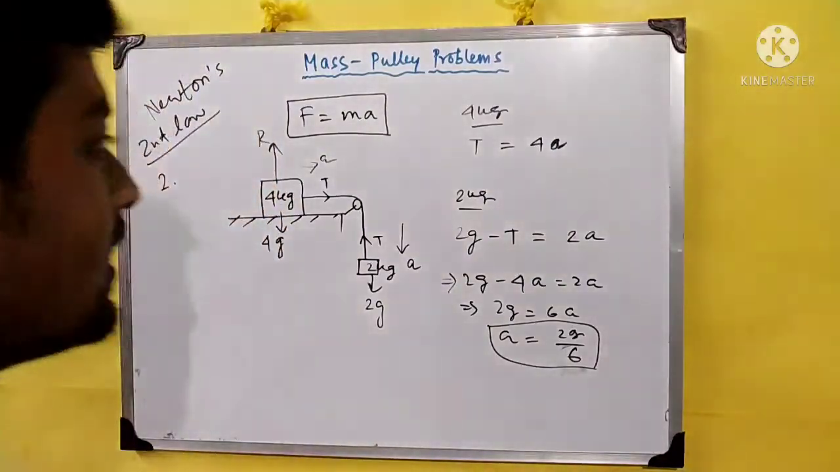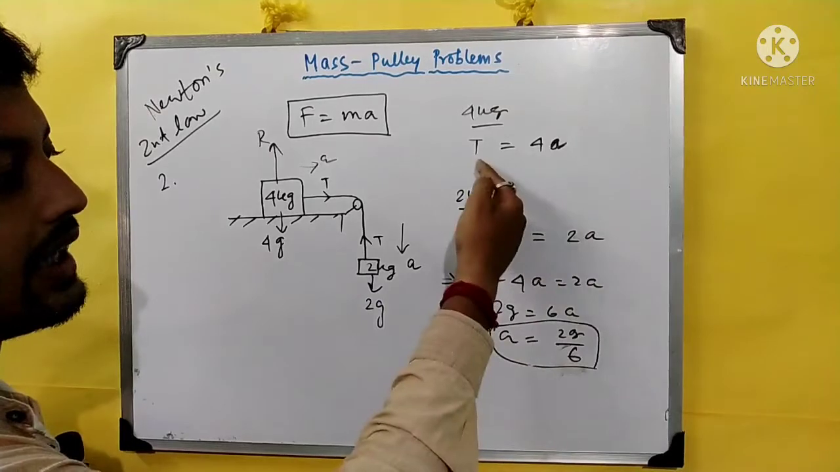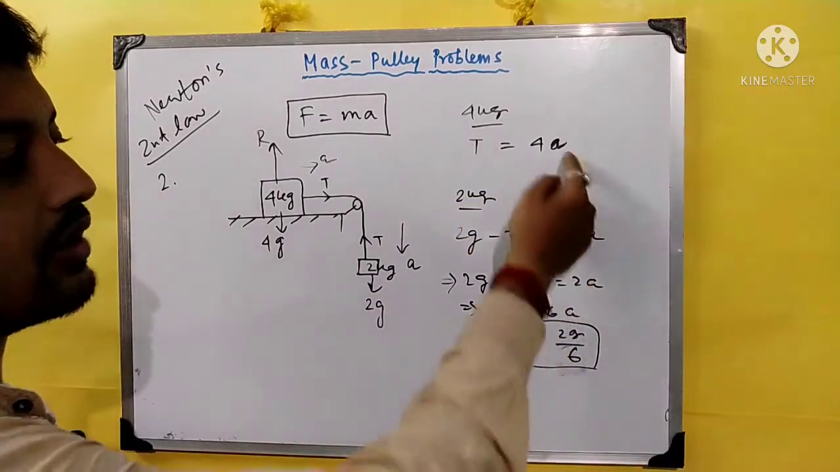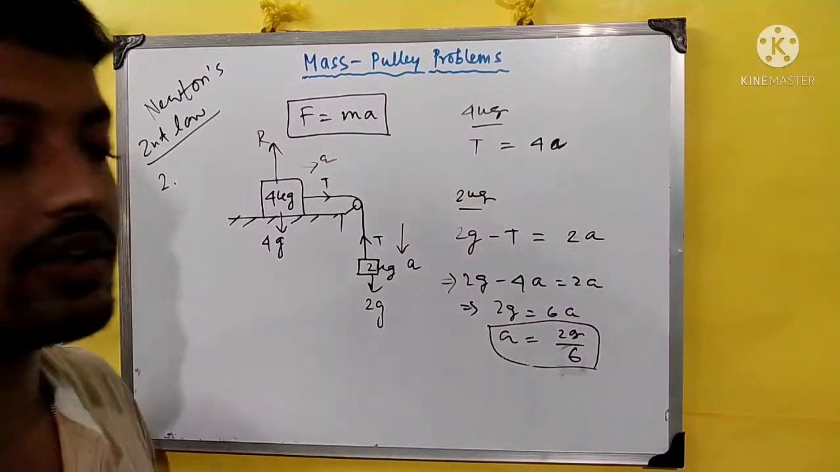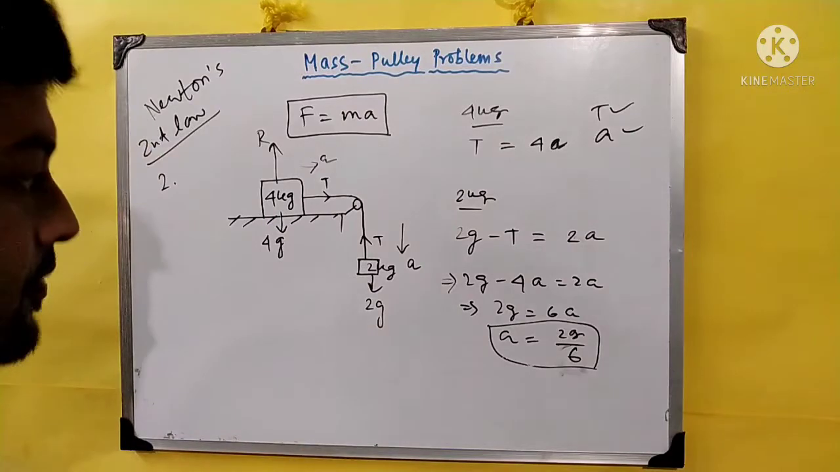Okay, so this problem is clear. From here, put this value of a into the tension equation, and you will find the value of T. Put the value of a over here and you will find the value of the tension force also. So we got the tension, we got the acceleration, that is how it goes.